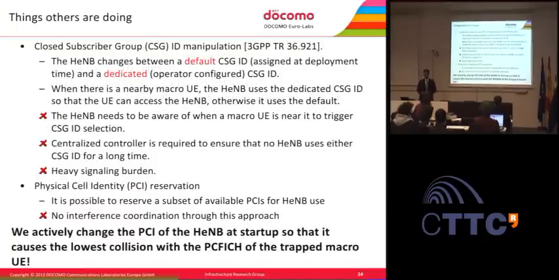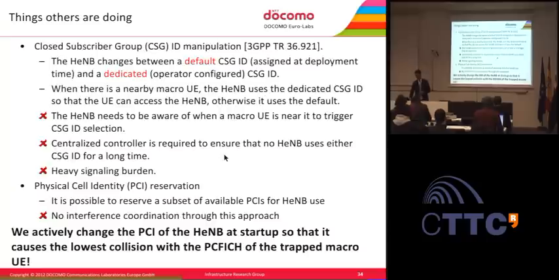Okay, so other things that are being done to protect the trapped macro UEs. There's what is known as the CSG ID manipulation technique. This can be found in this 3GPP document. What it does is you have a default and a dedicated closed subscriber group ID, and basically when there's a nearby macro UE, the home eNodeB chooses to change its ID to a dedicated one, and by simply changing the ID, as I'll show you later, you can actually rearrange the configuration of your control channels. But this is not a very clever technique, because the home eNodeB should be aware of when a macro UE is close to it, and this is quite a non-trivial problem to solve.